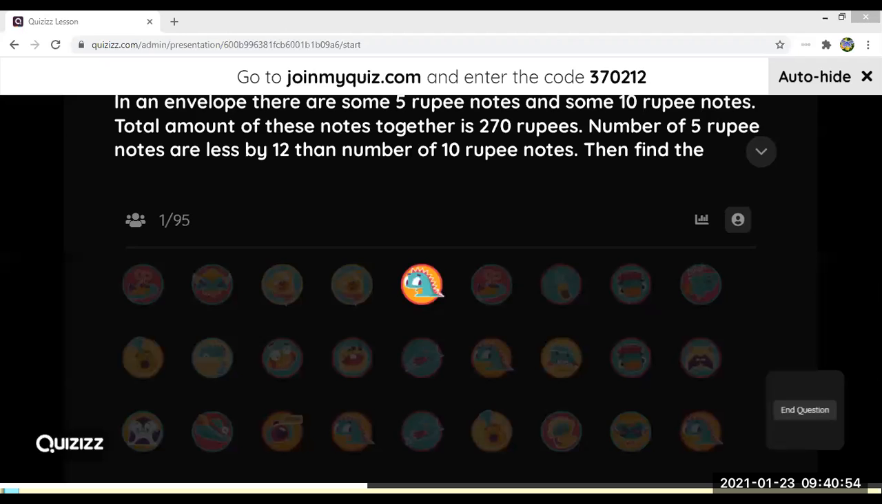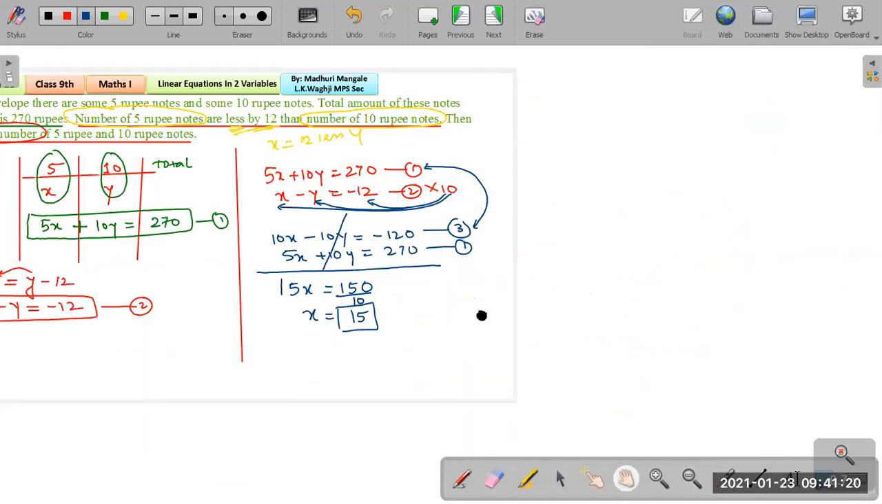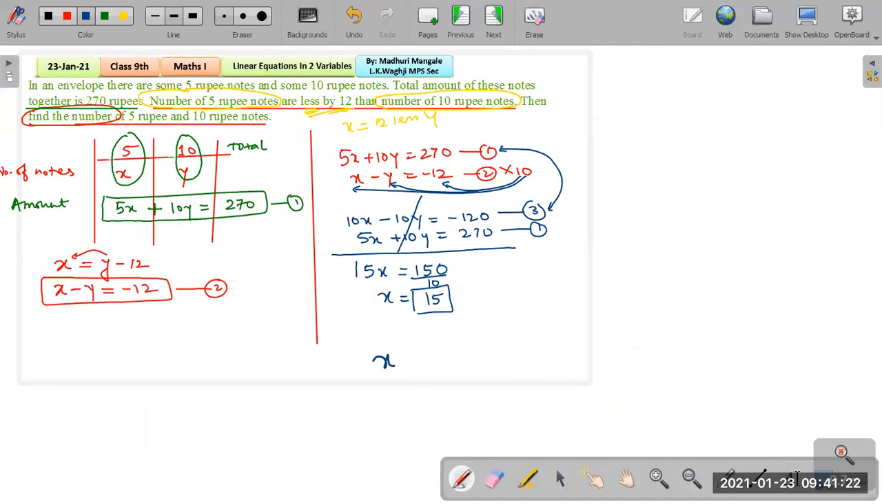Okay, for those who are still trying, let me help you. Here 15 is in multiplication. 15 will shift to the other side. That will become division, right? So 150 divided by 10, what is that? You get x equals 15. Now substitute x equals 15 in any one of the equations. Let's say equation 1. Just solve for y. x minus y equals minus 12. x is 15, minus y equals minus 12. Shift this minus y to the other side. That will become a plus y.